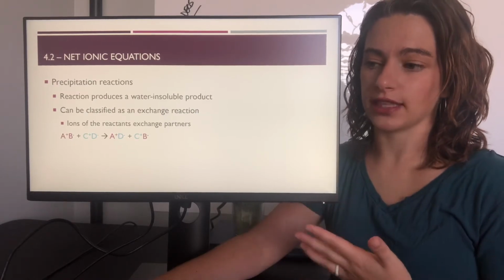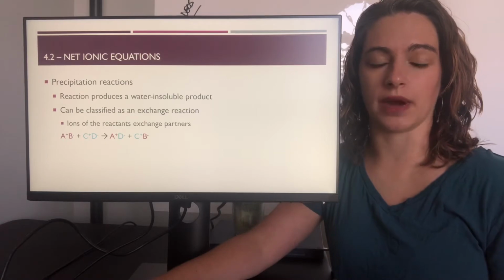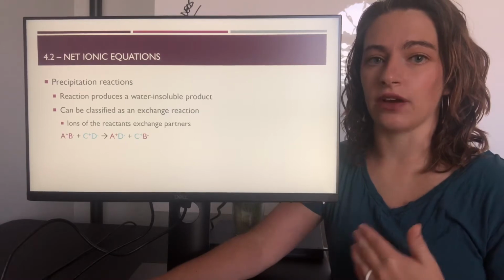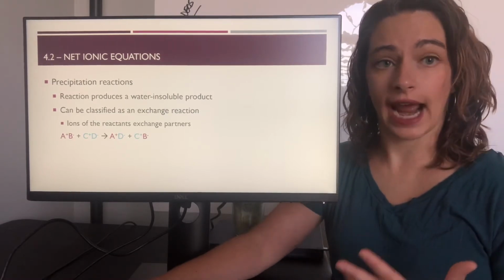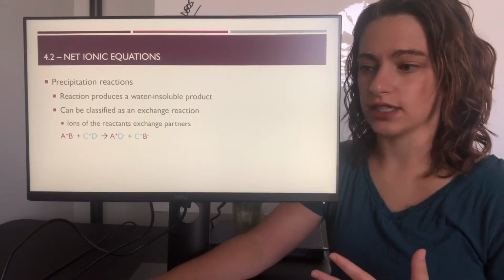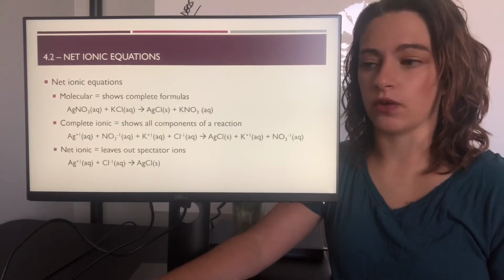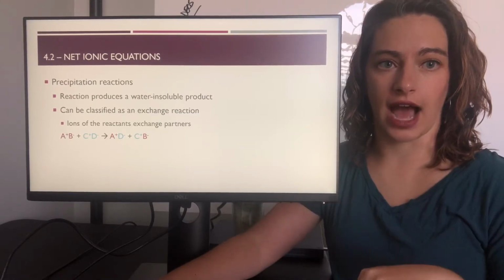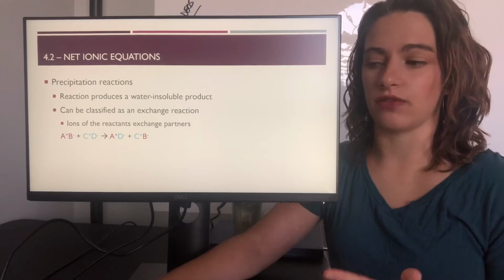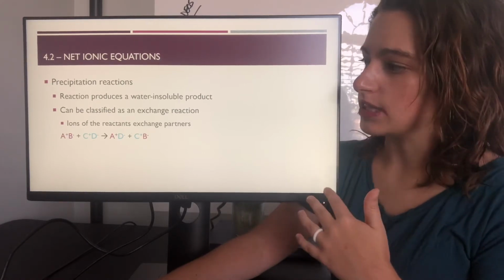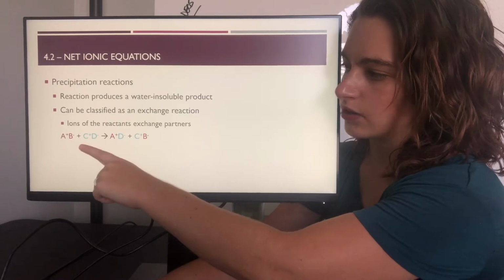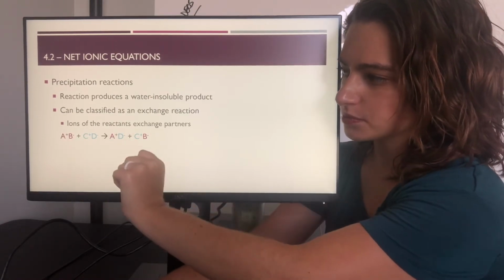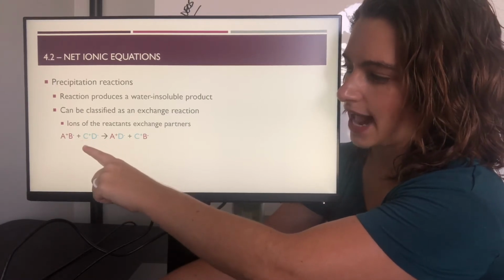And we can also think about these reactions as exchange, or you might see them referred to as double replacement reactions. So when we look at how the reaction is written, we're talking about ionic compounds here, not molecular, so not covalent. As a reminder, an ionic compound is made up of a positive and a negative ion. It can be multiple, depending on however the charges are going to get balanced. So in this reaction, we have two ionic compounds. Our first one is made up of cation A and anion B. Our second compound is made up of cation C and anion D.